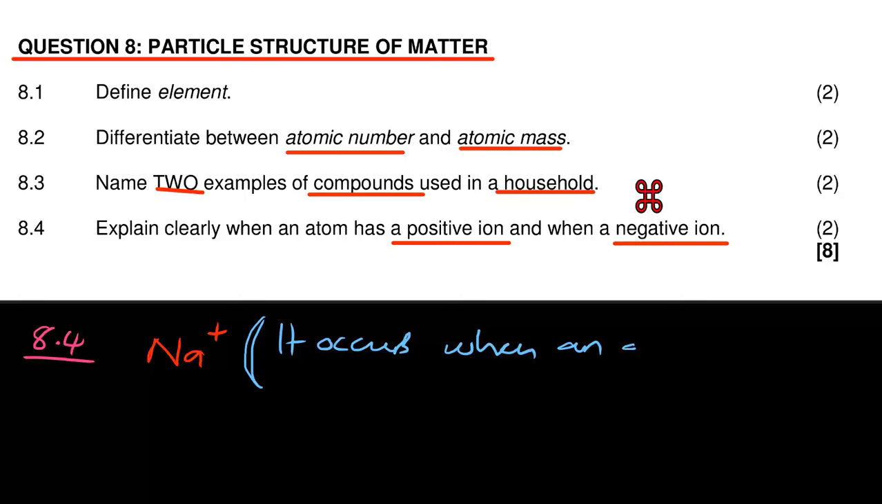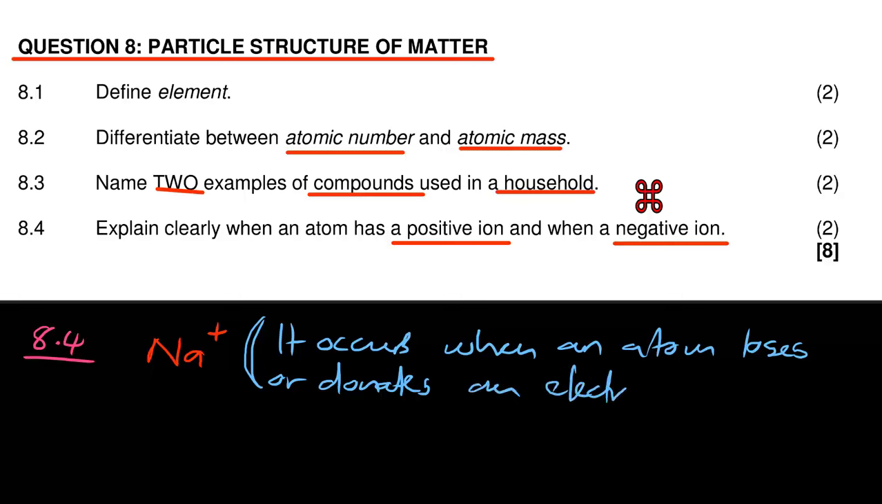when an atom loses, that's the key word I want there. When an atom loses, or donates is another word, an electron or electrons, can be 1 or more. So it occurs when an atom loses or donates an electron or electrons, or when an atom loses 1 or more electrons. So that is what happens when you get a positive ion.